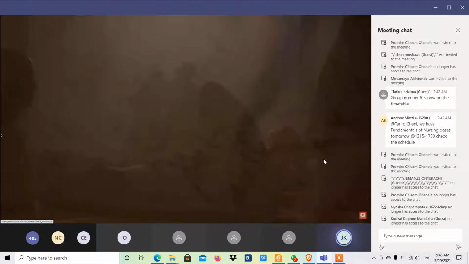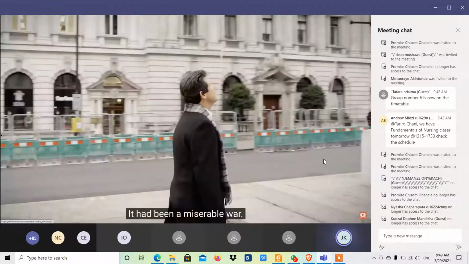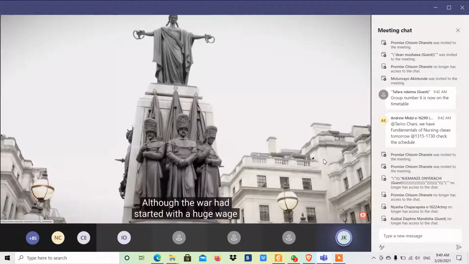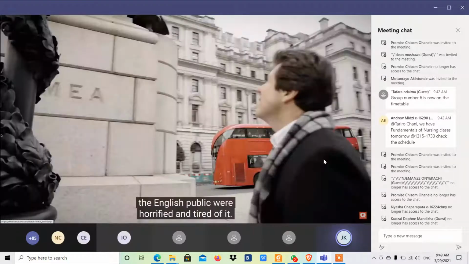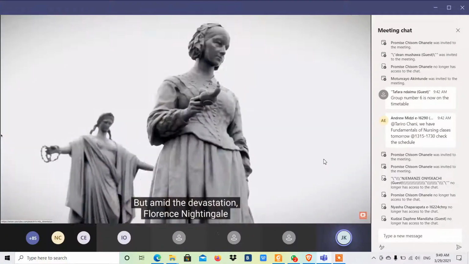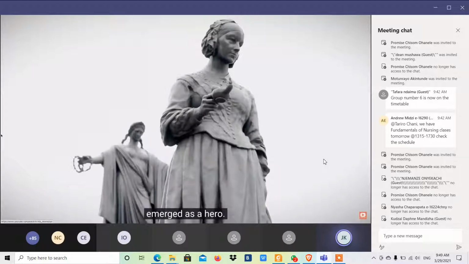It had been a miserable war. Although the war had started with a huge wave of popular support, by the end of it, the English public were horrified and tired of it. But amid the devastation, Florence Nightingale emerged as a hero. As one biographer said, she had the country at her feet.